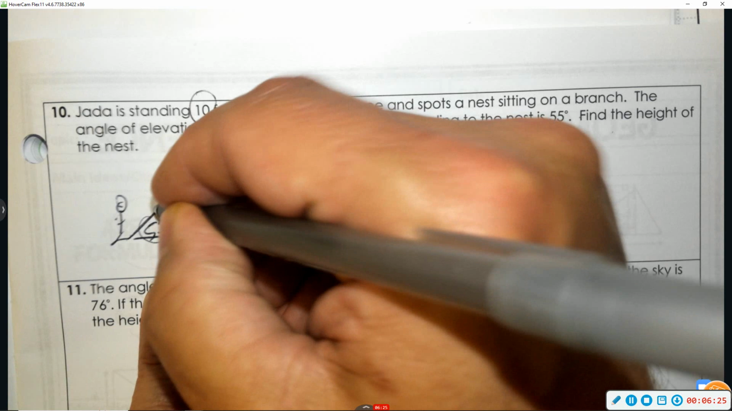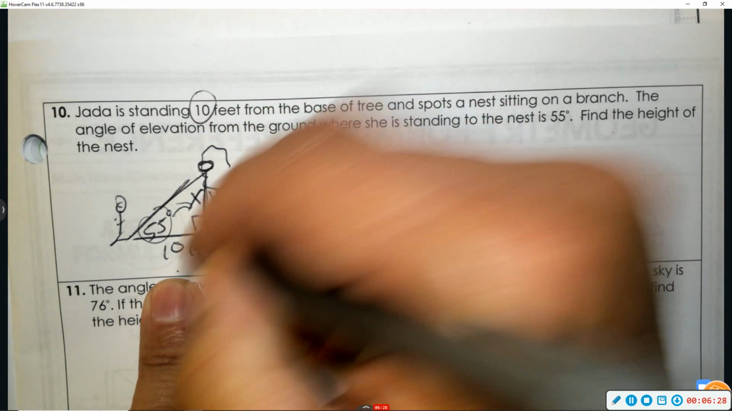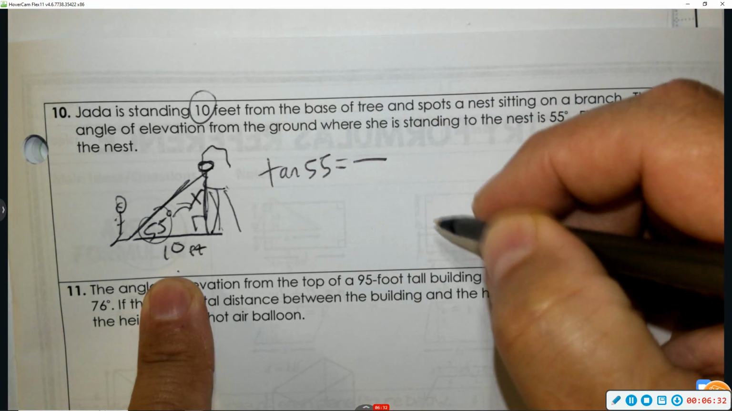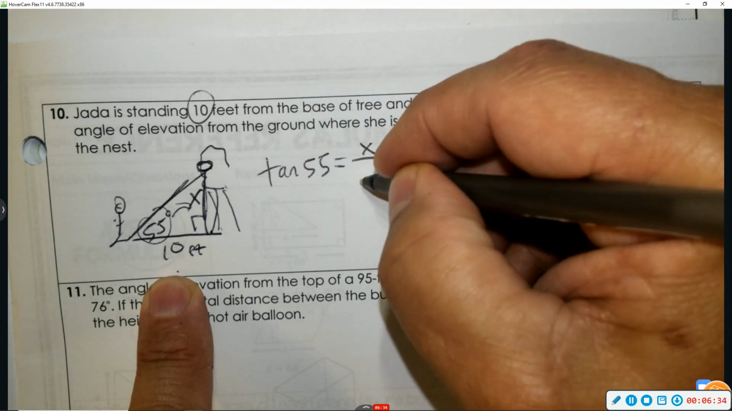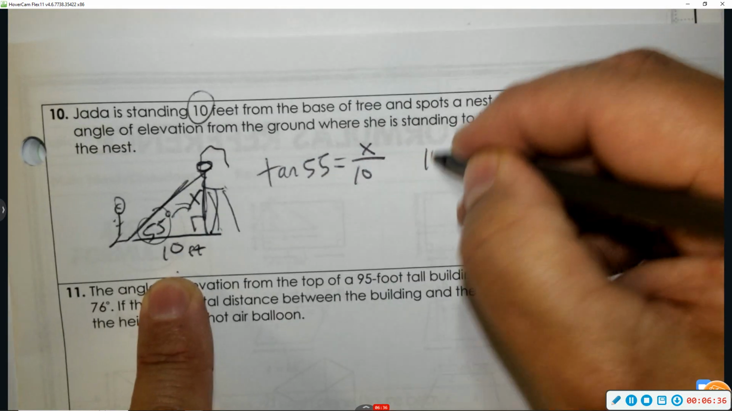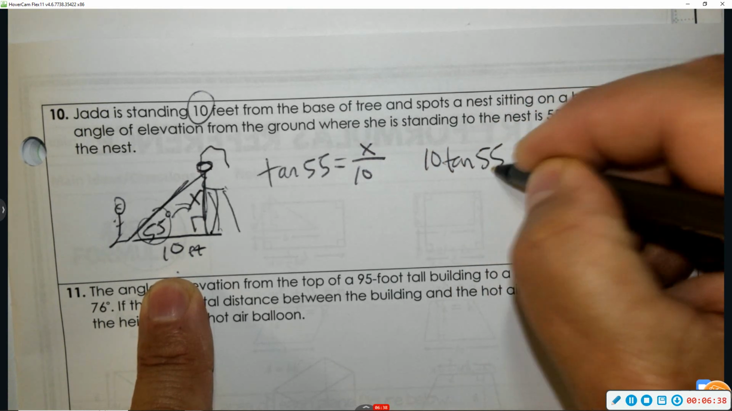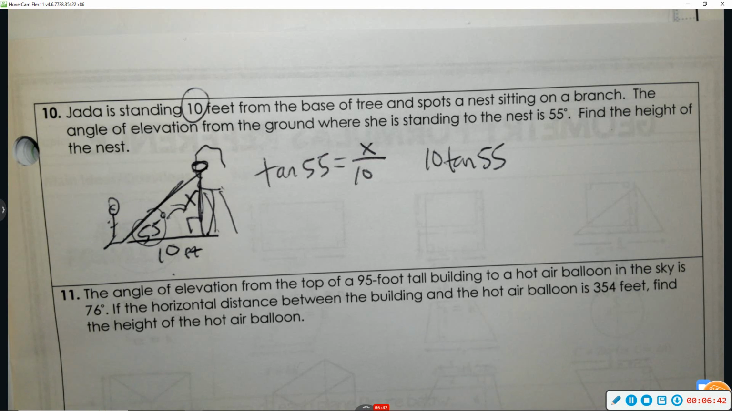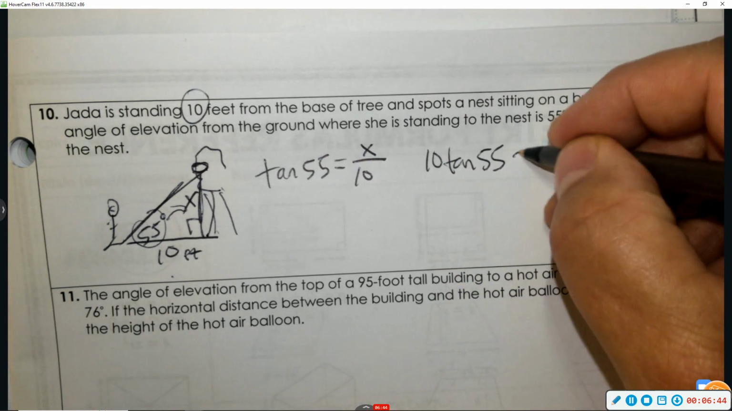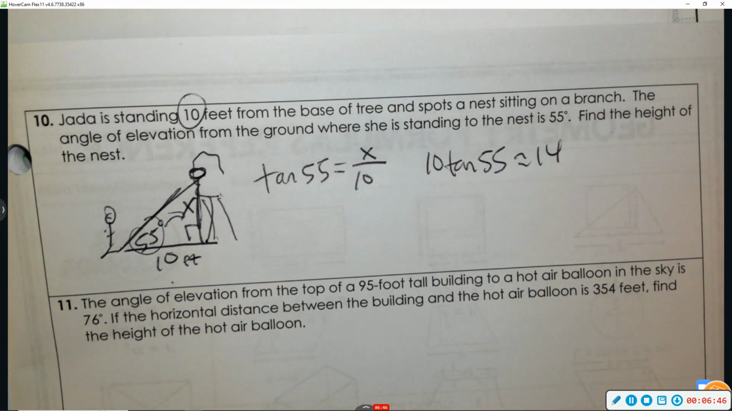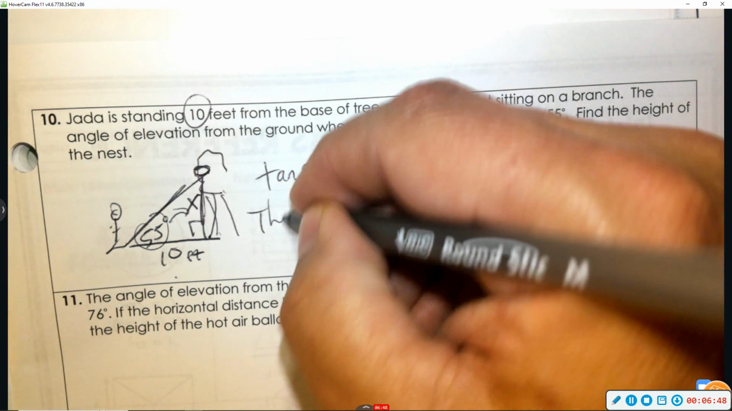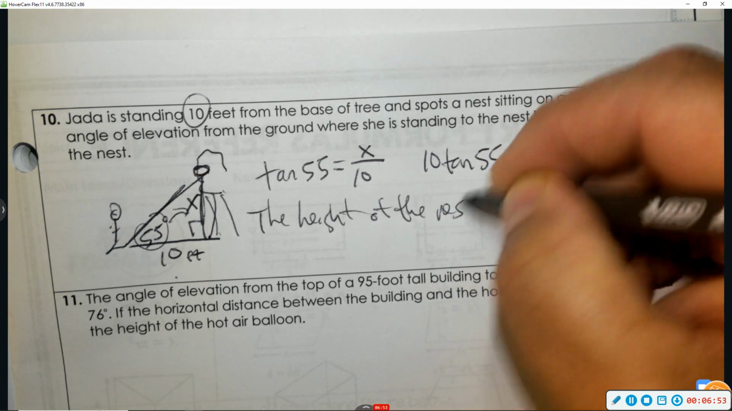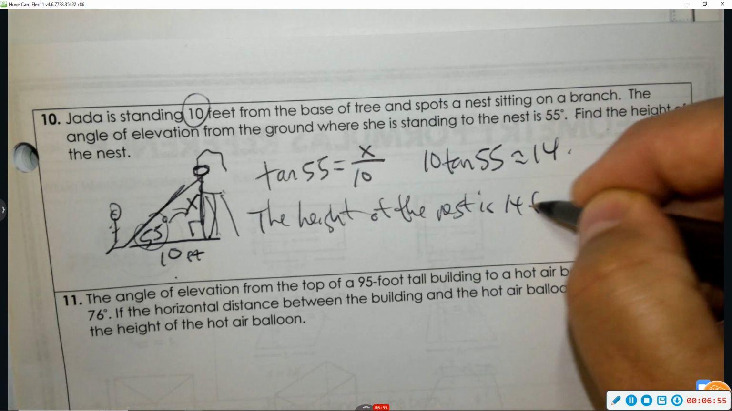So we circle the angle. This is opposite and adjacent. That's tangent. So we write down tangent 55 and the ratio on the other side, opposite over adjacent. Now we're going to multiply to get our answer, and then we'll write a sentence. So 10 tangent 55, we multiply and get about 14. So then we write a sentence. The height of the nest is 14 feet.